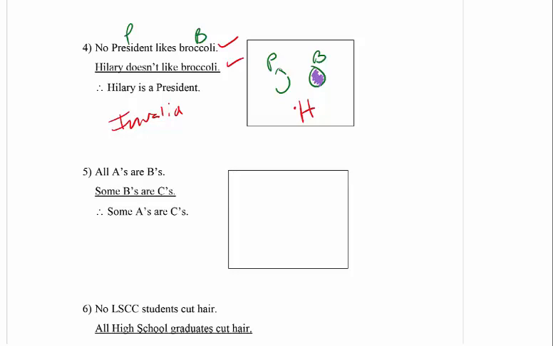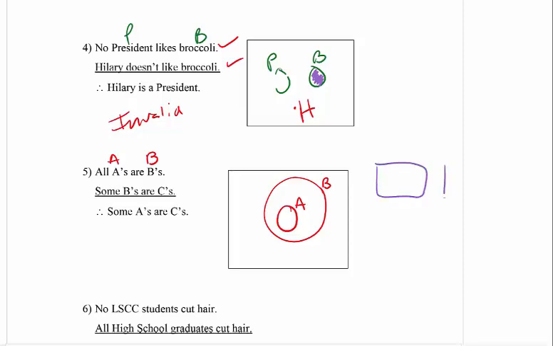Number 5, all A's are B's. So A's are inside B's. Some B's are C's. So this is a problem where I have some choices here. I'm just going to draw some different ideas here on the side, because I only want in my drawing the final conclusion. This is a mistake some people make, is they draw like 4 of them on there. And it's okay if you do that, but you need to cross out what doesn't work.